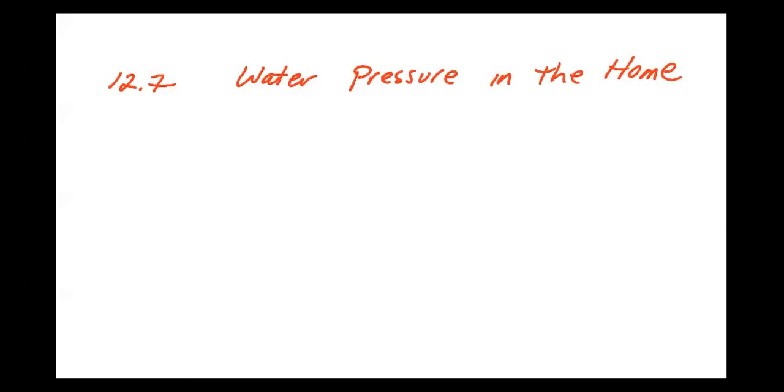12.7 is entitled Water Pressure in the Home. You enter a house through a pipe with an inside diameter of 2 centimeters. So let's go ahead and just nip that in the bud. r is going to equal 0.01 meter, at an absolute pressure of 4 times 10 to the 5th pascals. So P1 equals 4 times 10 to the 5th pascals.